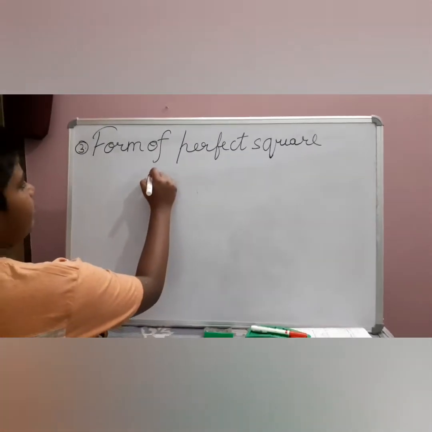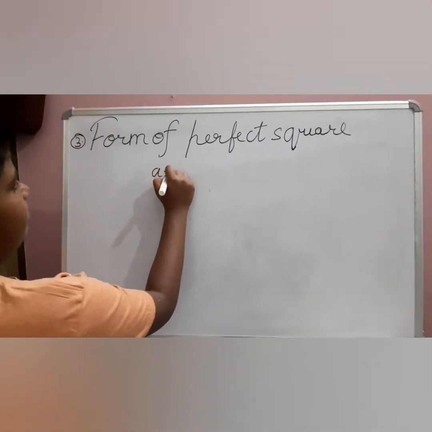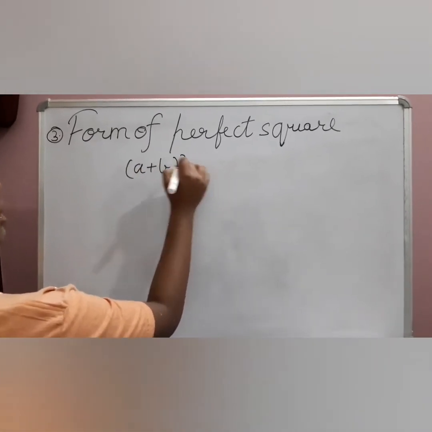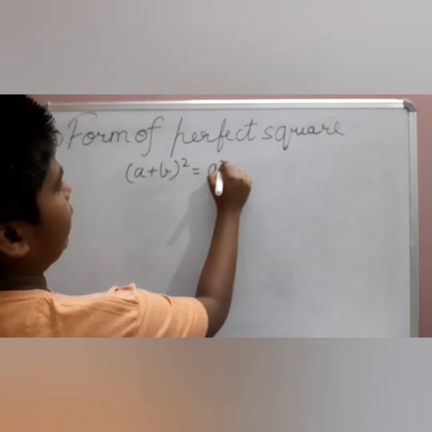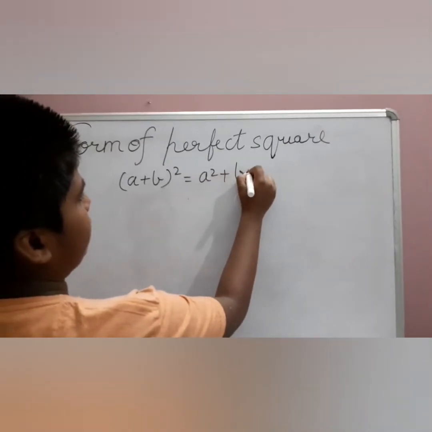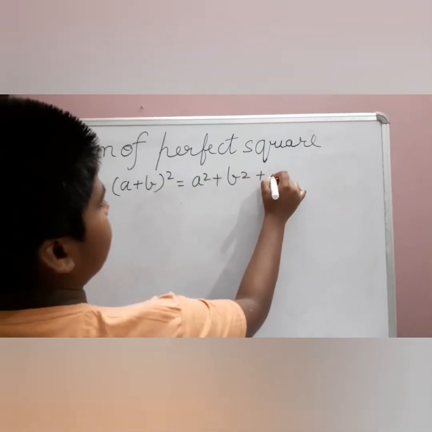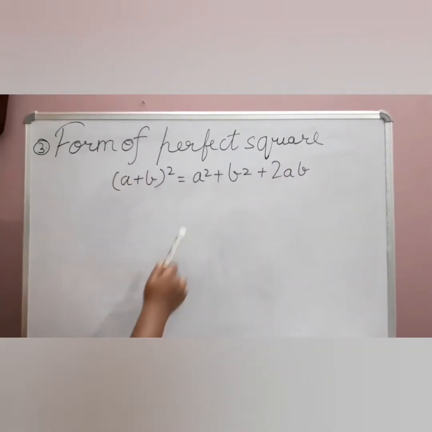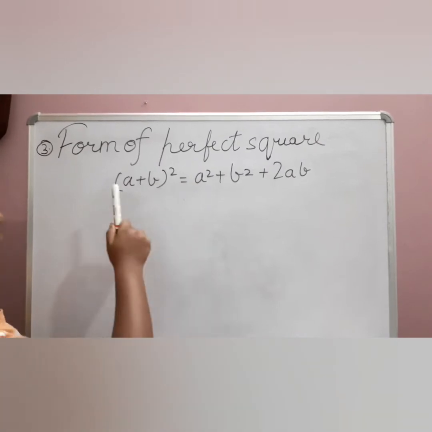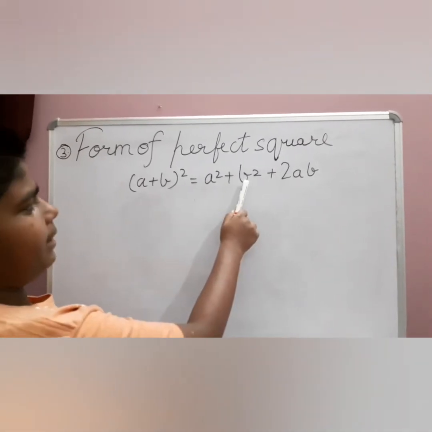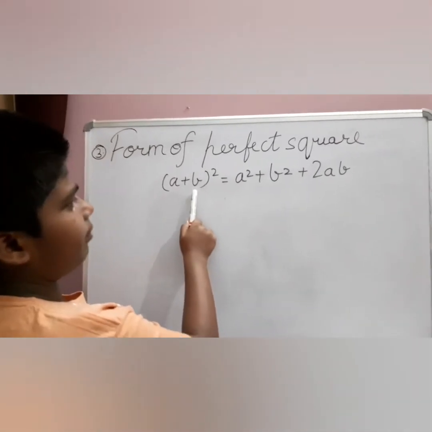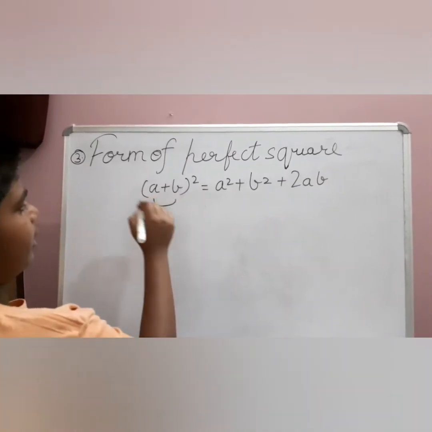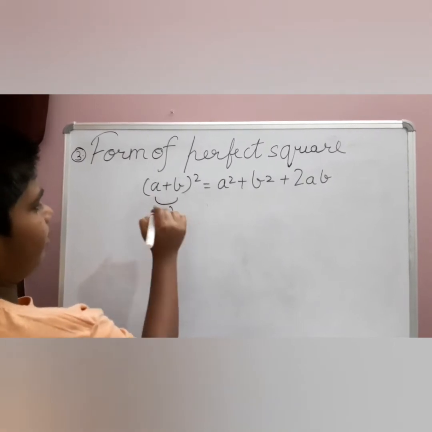Perfect square is a formula: a plus b whole square, which is equal to a square plus b square plus 2ab. So in this, a square is the square of the first term, which is a, and b square is the square of the second term, and 2ab is the multiplication of both the terms into 2, or to double it.